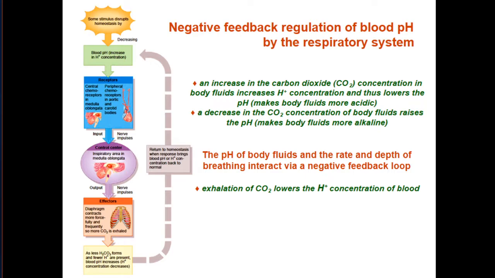So that's how the lungs and the respiratory system help to control blood pH. Once again, an increase in carbon dioxide concentration in body fluids increases hydrogen ions in the cerebrospinal fluid and thus lowers the pH. That stimulates the respiratory system and finally leads to exhalation of more CO2, lowering the hydrogen ions in the blood. And then the negative feedback.